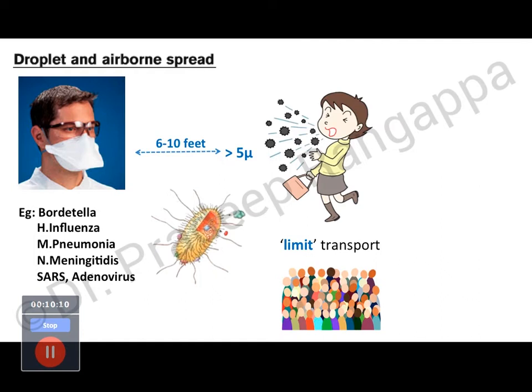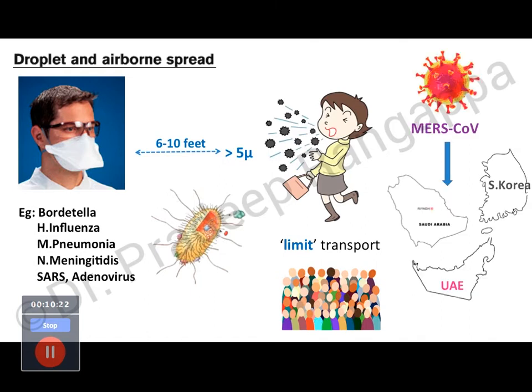And one of the risks for droplet infection in the community is overcrowding and movement of people from one place to another. So limiting transport may be one intervention to curtail the spread of droplet infection. And this typical Middle Eastern respiratory syndrome coronavirus, which caused outbreaks, typically happened because of overcrowding and movement of patients from one place to another. That happened in Saudi Arabia, South Korea, and United Arab Emirates.